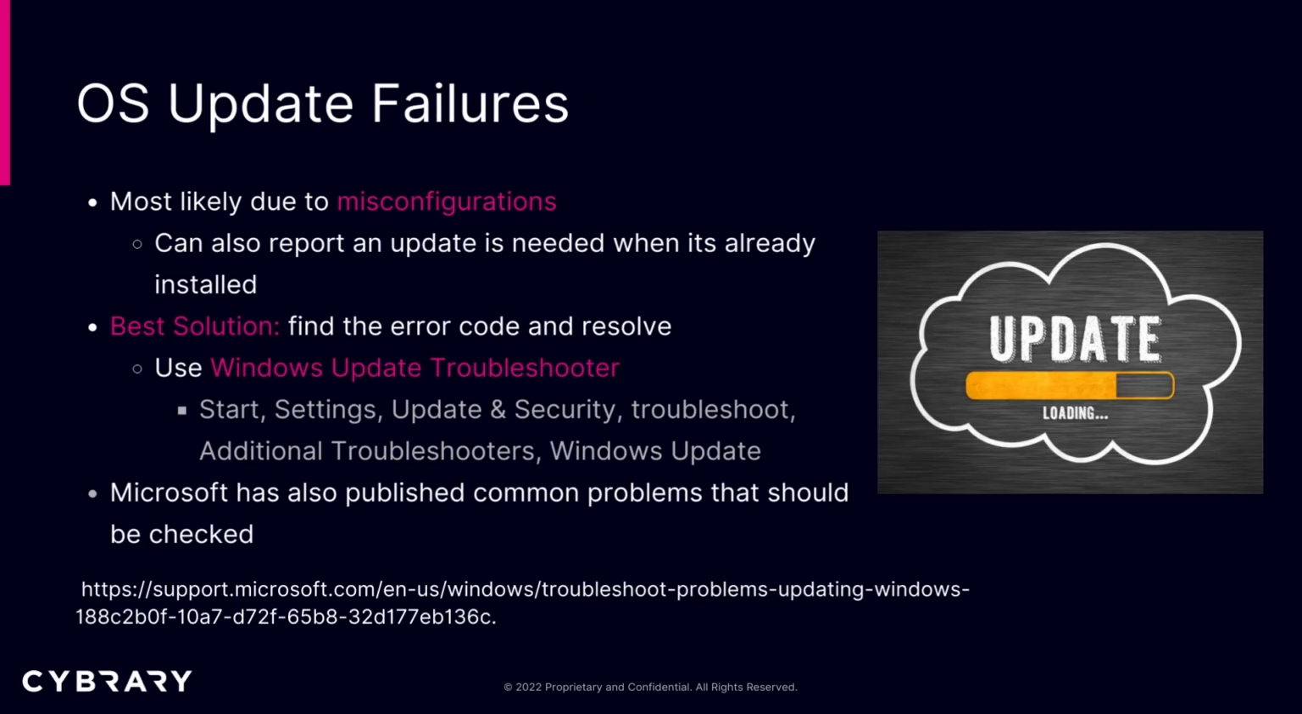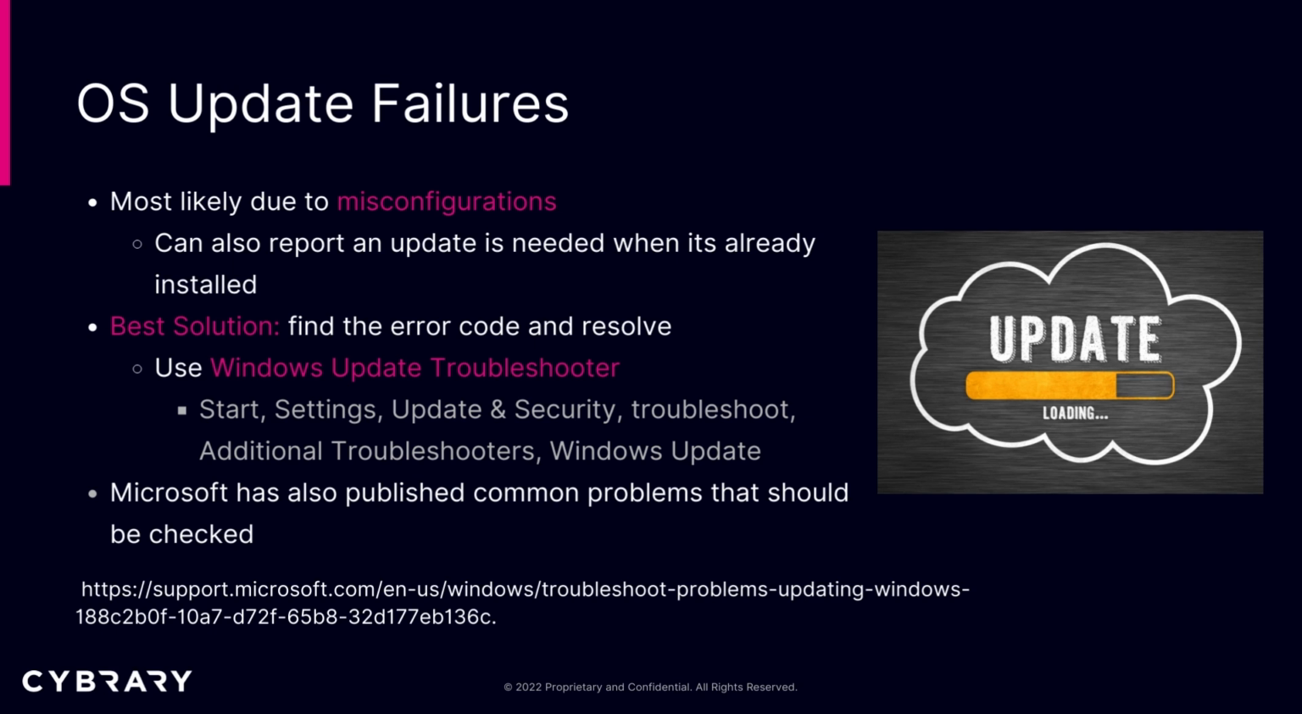OS update failures. Failed updates from Windows can often be traced to misconfigured settings. These settings can also cause the operating system to report that an update needs to be installed when it has already been installed. The best solution here is to find the error code being reported in the Windows Update Troubleshooter, solve the problem, and try to download the update again.